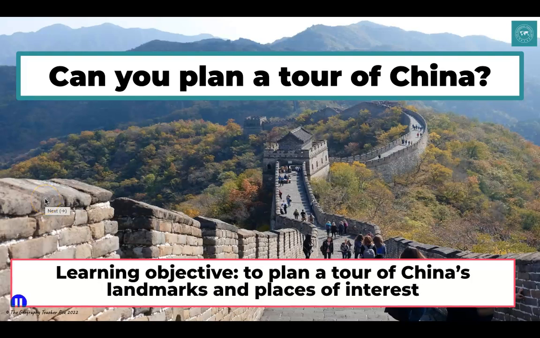Hello geographers and welcome to a bonus lesson from the Changing China unit. In this lesson you're going to attempt to plan a tour of China's landmarks and places of interest, but it's not going to be easy because you're going to have to meet some specific criteria.